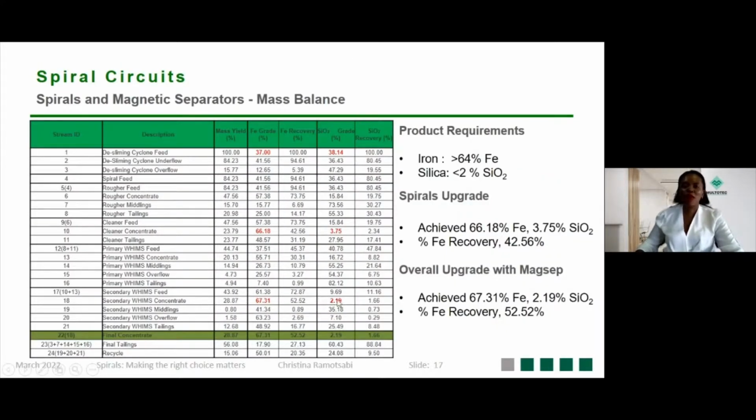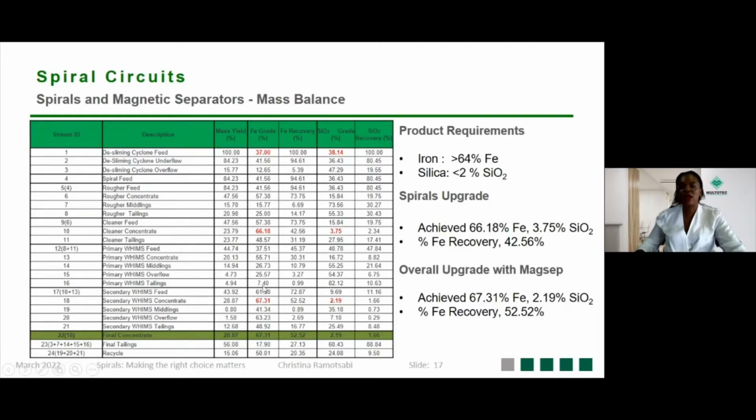This next slide shows the mass balance of the previous flow sheet. As you can see here, the iron in the feed was around 37%, and the spiral upgraded it to around 66%. In terms of the iron, the spiral did meet the desired product specification. However, because this material had a high concentration of silica at 38%, the spiral up to the cleaner stage could only downgrade it to around 3.75% silica. As you can see, comparing it with the product requirement, the silica was still a little bit on the high side.